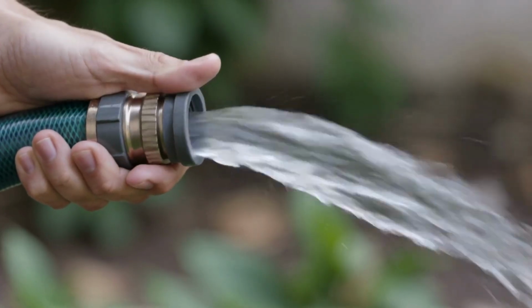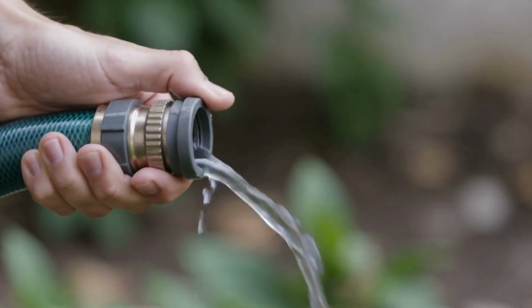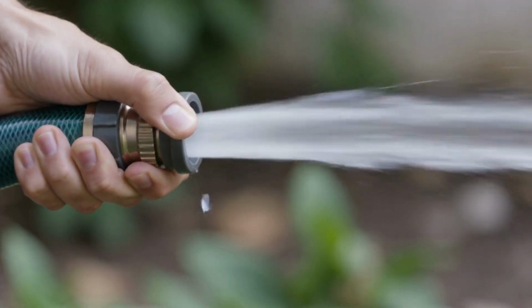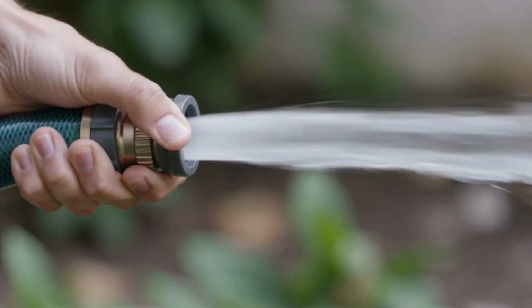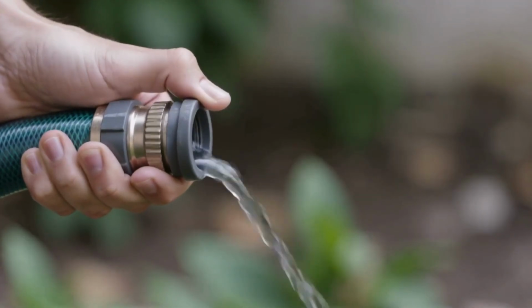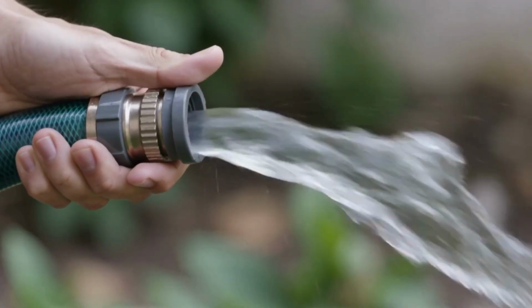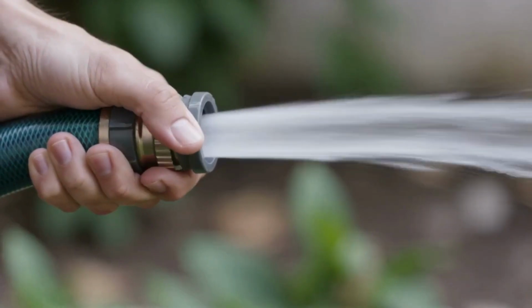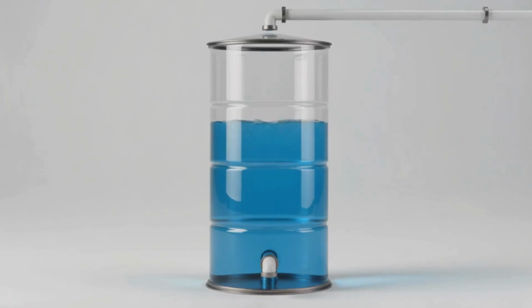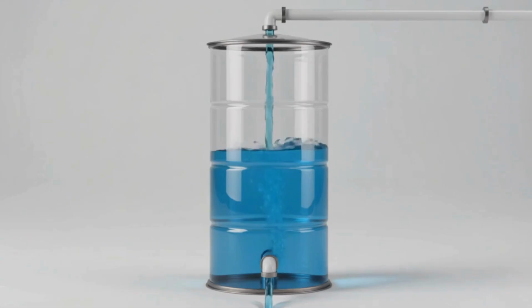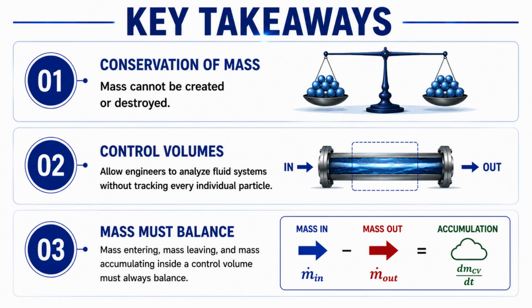When you place your thumb over the end of a garden hose, the opening becomes smaller. To maintain the same mass flow rate, the water speeds up as it exits the hose. The amount of water flowing each second stays nearly the same, only its velocity changes. Now consider a water tower. If more water is pumped into the tower than leaves through the distribution system, the water level rises. If more water leaves than enters, the water level falls.